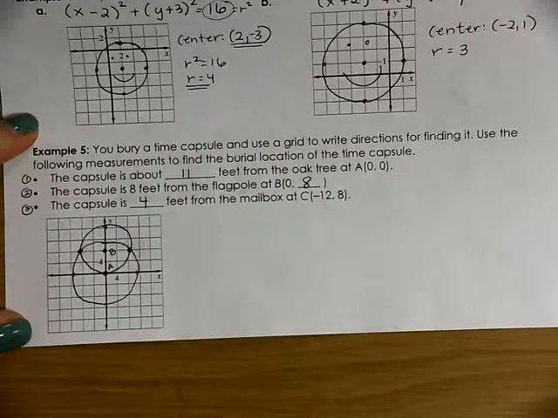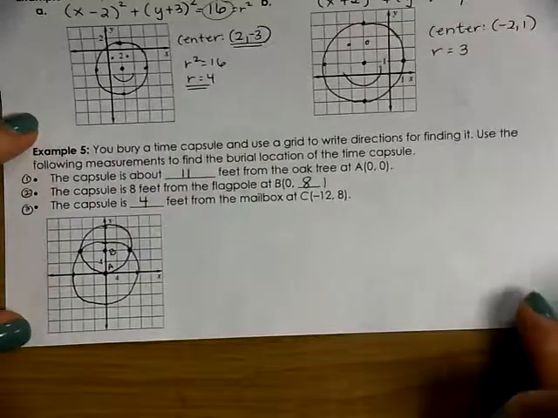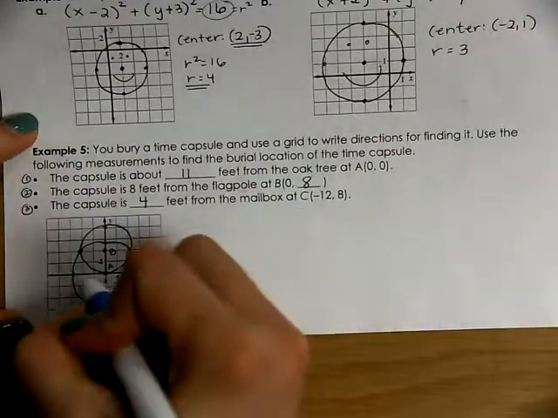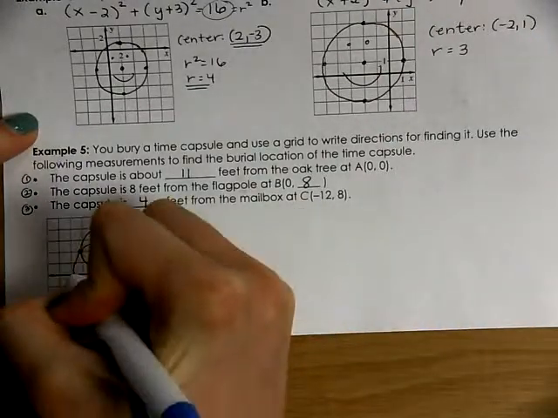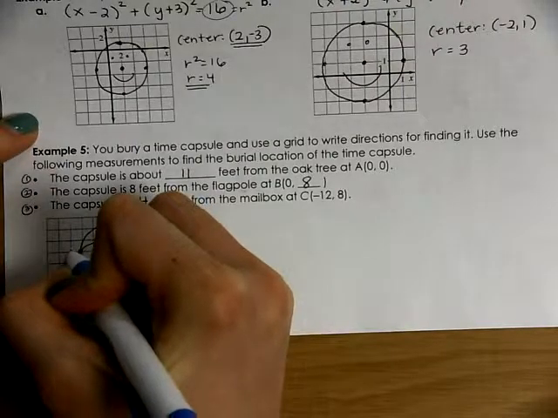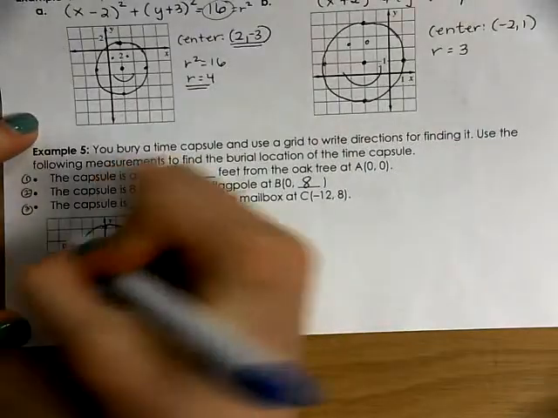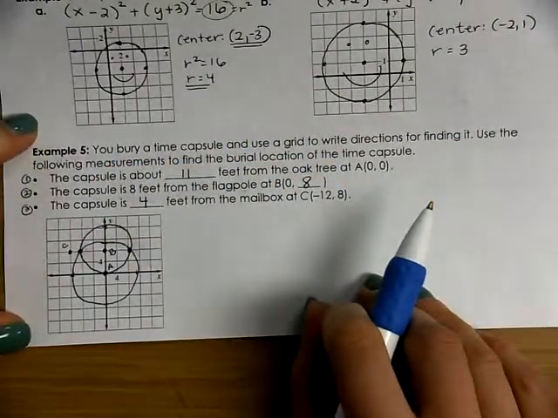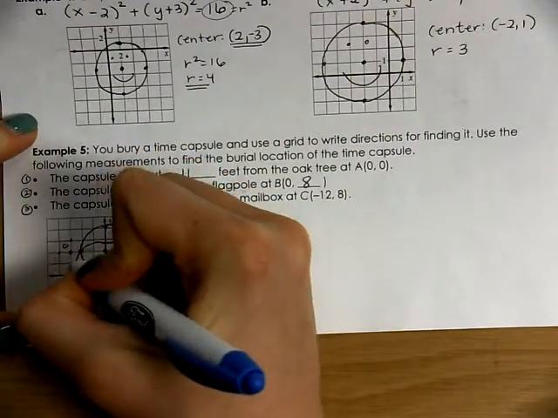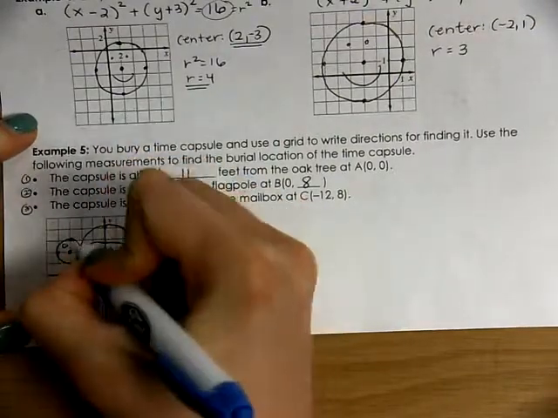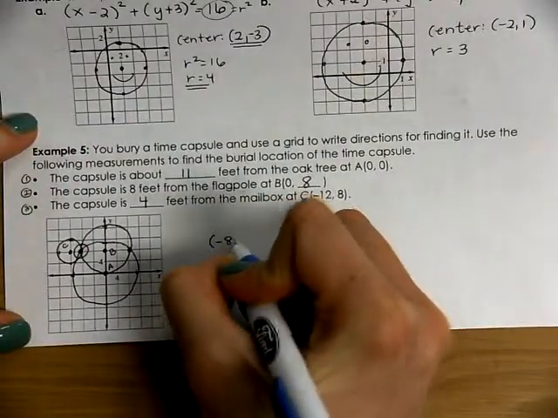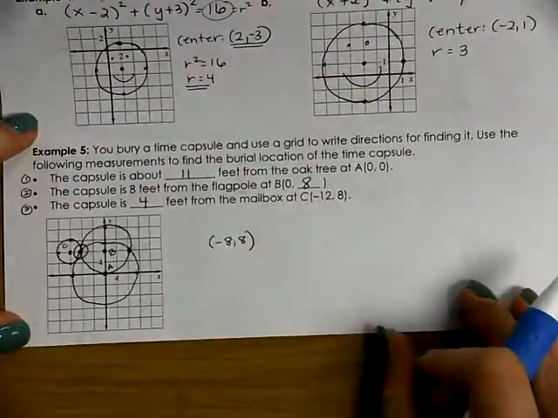Now we have to use this last piece of information, the fact that the capsule is 4 feet from the mailbox at -12, 8. So -12, 8. That would be C. We are 4 feet from there, so we'll go 4, 4, 4, and 4. It must be this point right here. So the coordinates of that would be -8, 8. That would be the location.